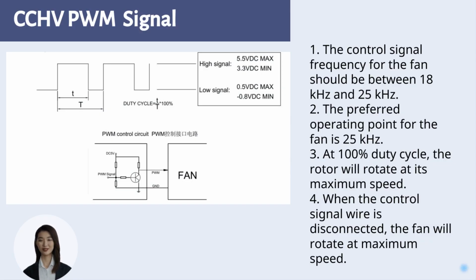Please note that normally the control signal frequency for the fan should be between 18 kHz and 25 kHz. 2. The preferred operating point for the fan is 25 kHz. 3. At 100% duty cycle, the rotor will rotate at its maximum speed. 4. When the control signal wire is disconnected, the fan will rotate at maximum speed. For sure, we can customize PWM signal as required by your side.